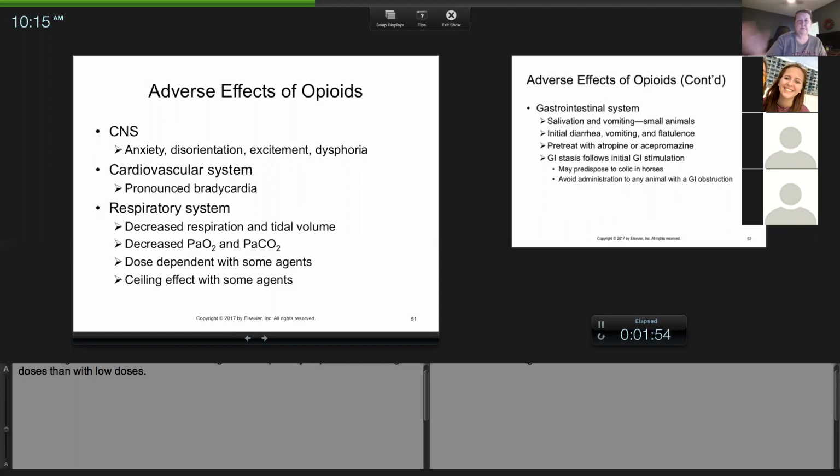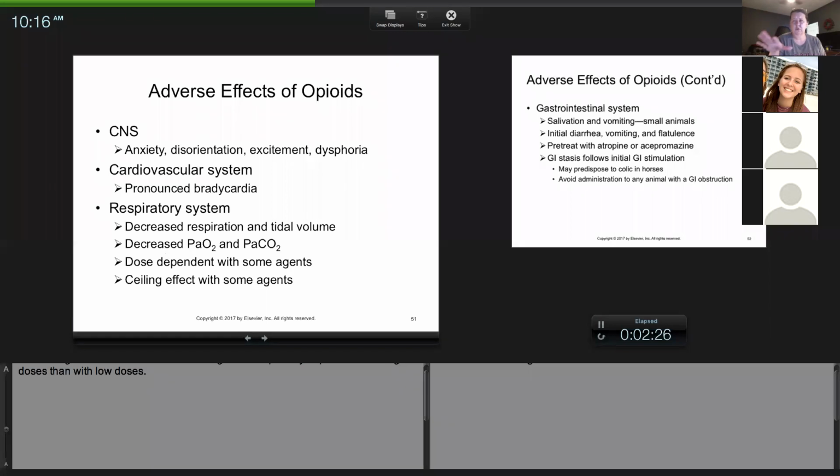A lot of people get nervous about opioids because of the respiratory system. You can get a decrease in rate and volume, oxygenation in the artery, CO2 in the artery. Now, I want to make a note: ceiling effect with some agents. What this means is that they'll reach a level of respiratory depression, and even if you give more than that, it doesn't get any worse.